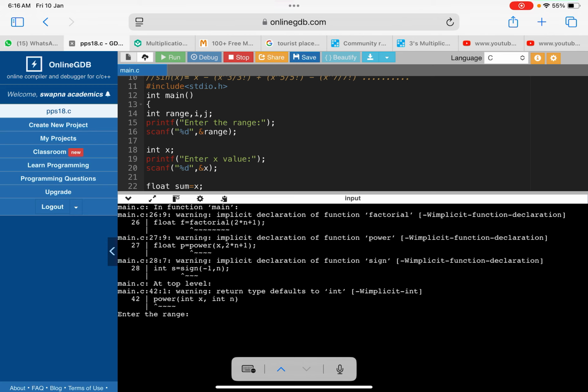Just we'll take the value of 2. Range is 2 and x is 5. The answer is what? 10.208332. So this is the sin x expansion calculating the value.